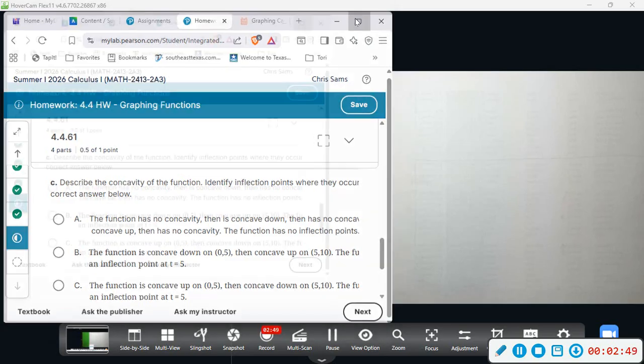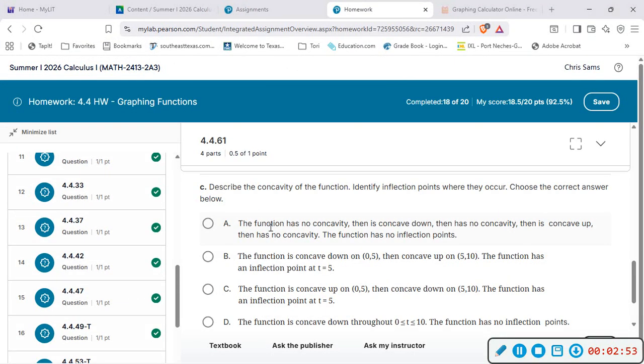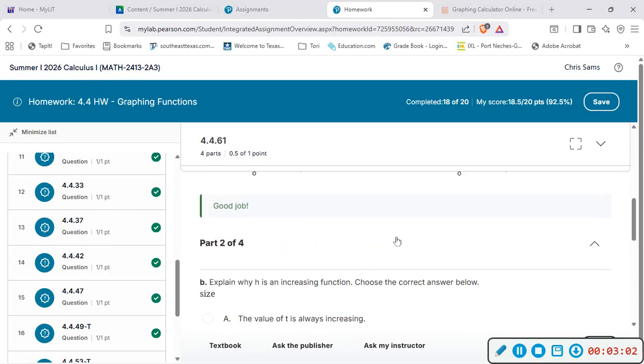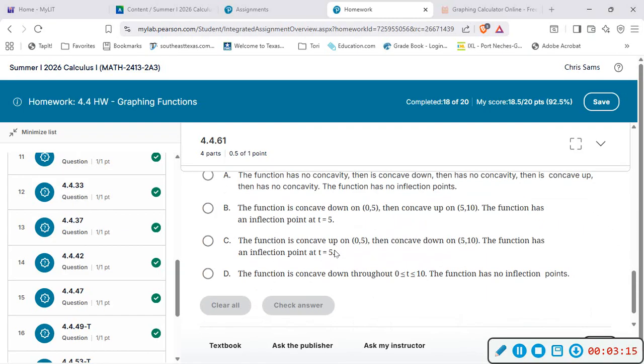So let me make this full screen. All right, it says no concavity, then concave down, no concavity, concave up, then no concavity, no inflection points. That could, none, then down, nothing really here, then up, then none. Okay, that looks like it could work.